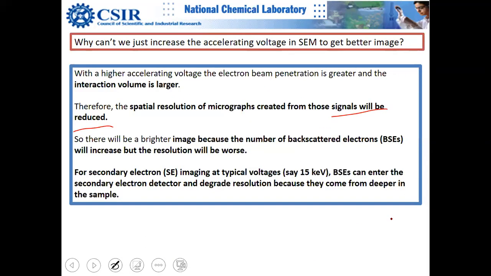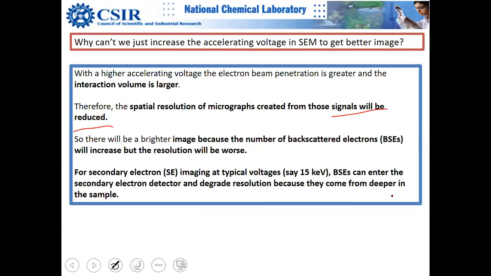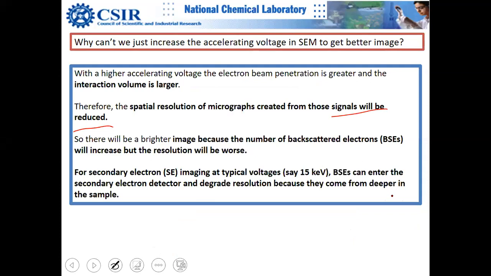There will be a brighter image because you're generating more electrons. In fact, your BSE signal will go up, or your signal will go up, but at some cost, because you are pumping more electrons at a given time. When you increase the energy, your velocity is increasing, right? We calculated that in the first or second lecture.